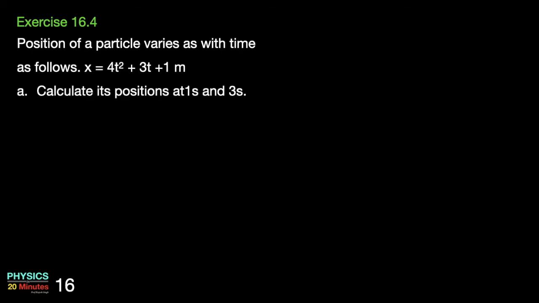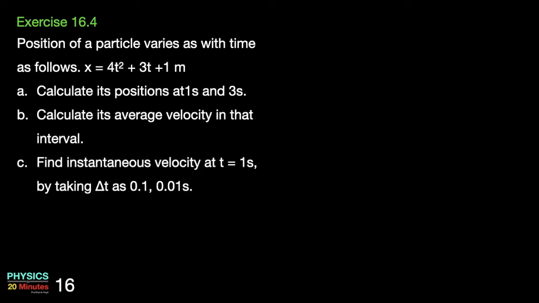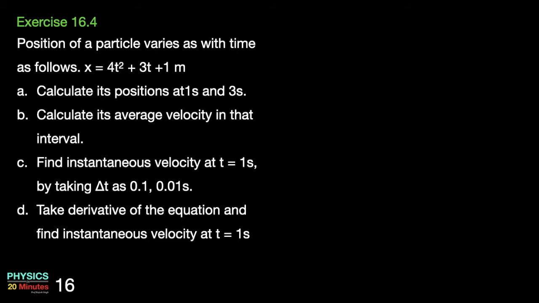Calculate its position at 1 second and 3 seconds. Calculate its average velocity in that interval. Find instantaneous velocity at t equal to 1 second by taking delta t as 0.1, 0.01 second. Take derivative of the equation and find instantaneous velocity at t equal to 1 second. If you want to solve the problem on your own, please solve it, come back and check the solution.